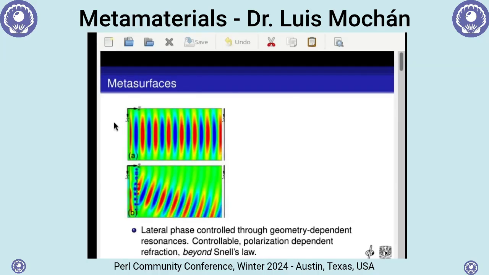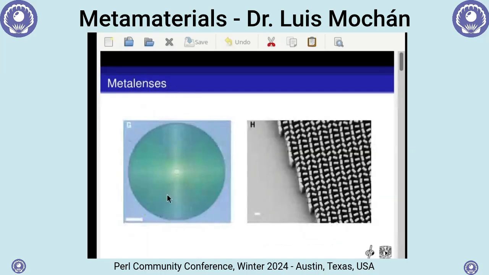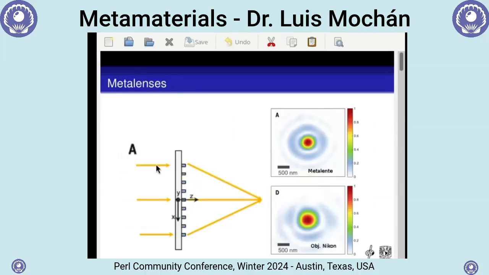So, for instance, if light is coming into one of these materials, you can make it go straight on or refract downwards, depending on the polarization of the light. Or you can do metalenses in which you have arrays of these particles such that the phase is retarded a lot for the waves that go across the center of this metasurface, and it varies by a small amount for the wave that goes near the edge. And in that way, you can make a metalens.